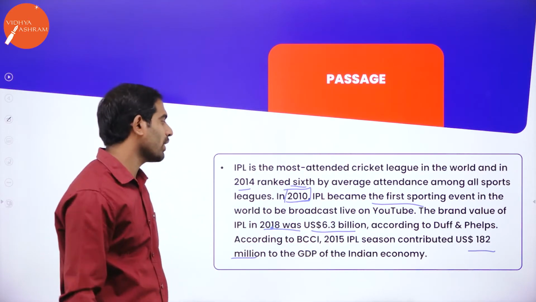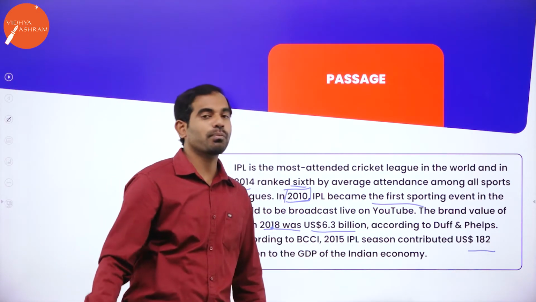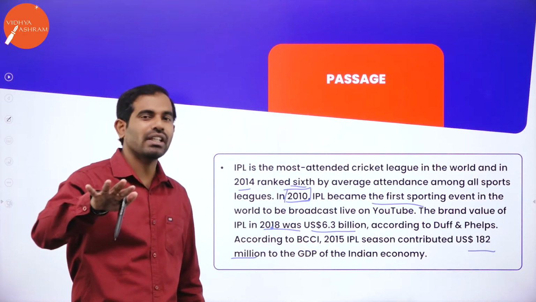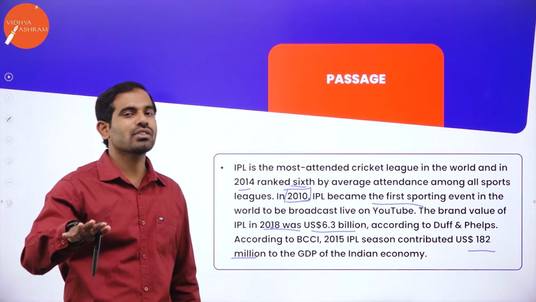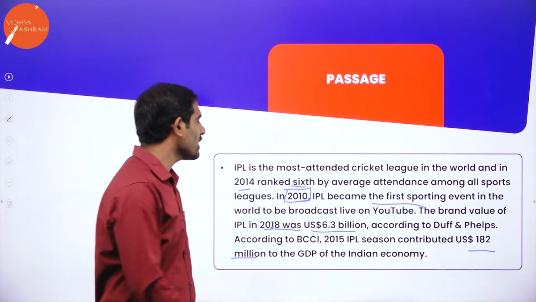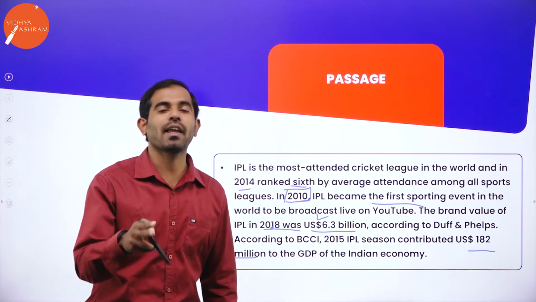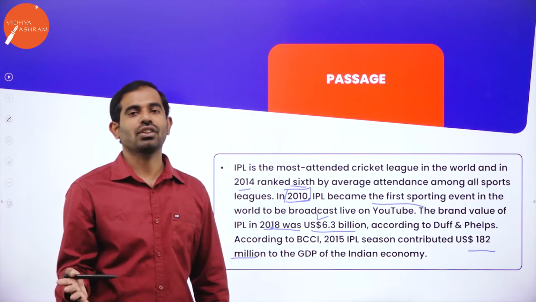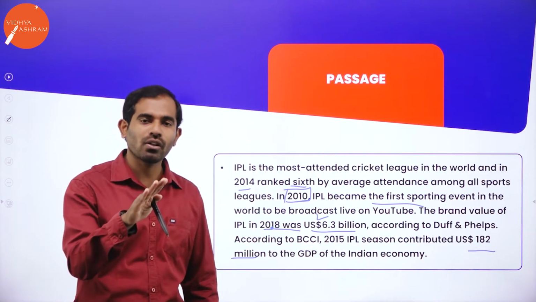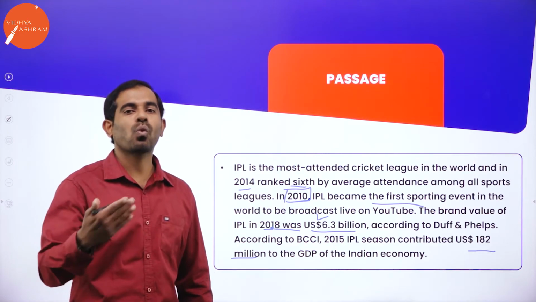So, there are two numbers. One is 182 million, another one is 6.3 billion. So, you cannot just think, okay, it is none other than 182 million US dollars. No, it is wrong. Though you have read two numbers here, you need to be precise while answering. If you are in confusion, if you are in a dilemma, don't rush. Just go back to the passage, reread it. Reading 1 or 2 times is good for you to understand and digest what you have read.